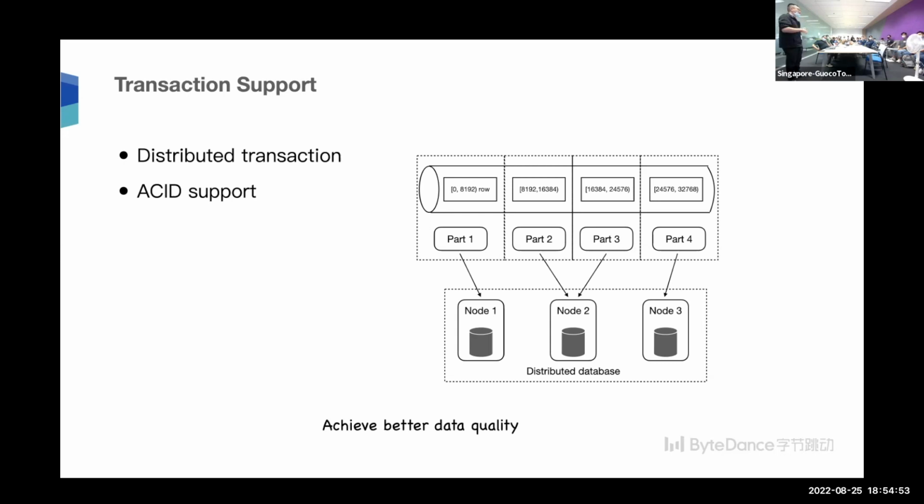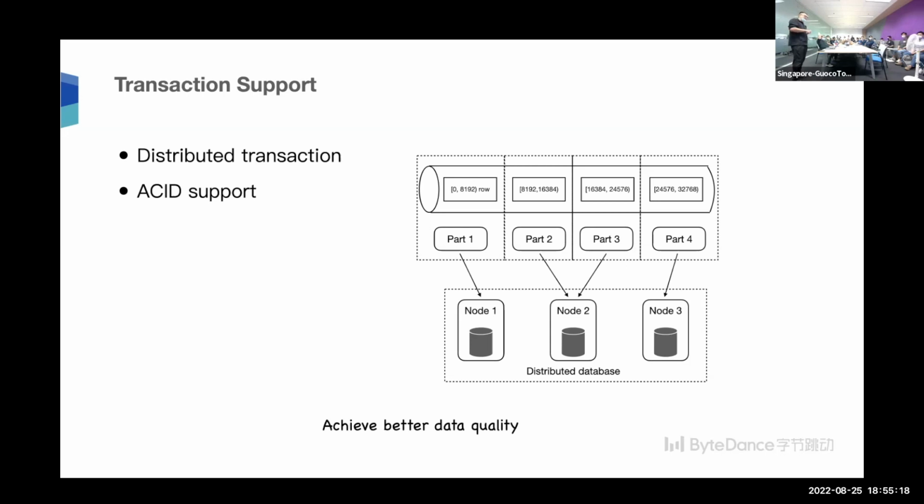Our catalog, you can also imagine as a distributed database, because the metadata is also very huge for our system. So we still need to use multiple nodes to store the metadata, which means we need distributed transaction support on it. And we guarantee the ACID properties for the metadata management.